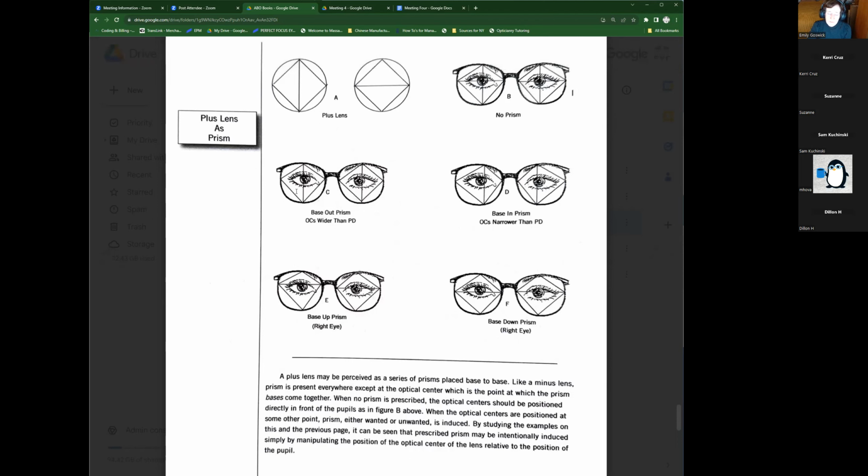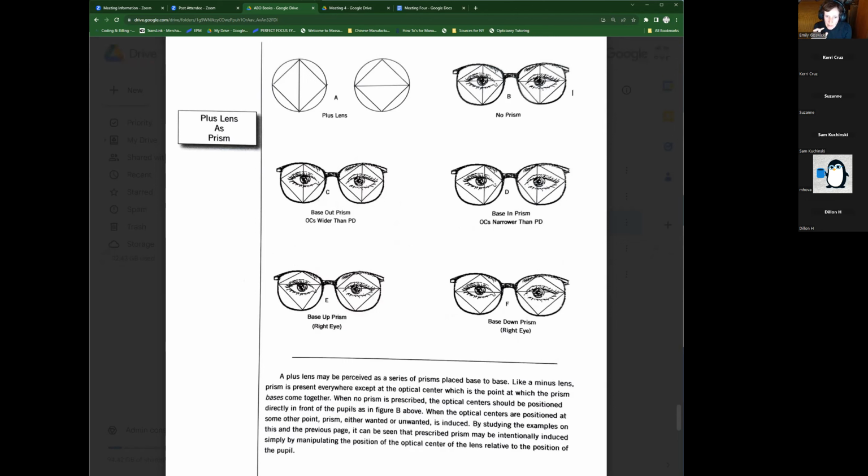If you're looking at example C here, you're looking at the pupil, looking at the direction of the base. So that's going to be base out prism. The thing that gets confusing is that in example C it's base out prism, but in my head I want to say that's base in prism, because I'm like, wait, that prism is towards the nose.